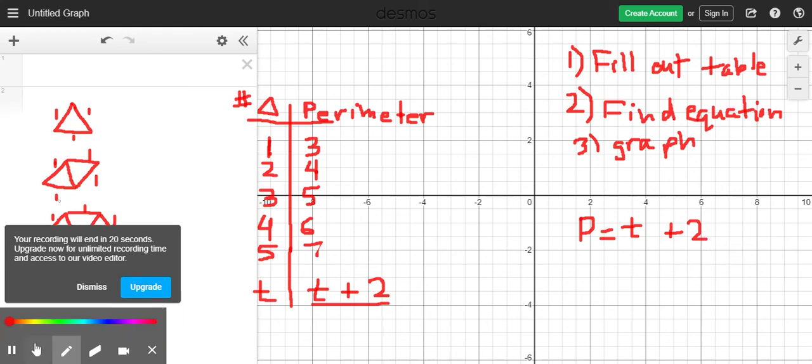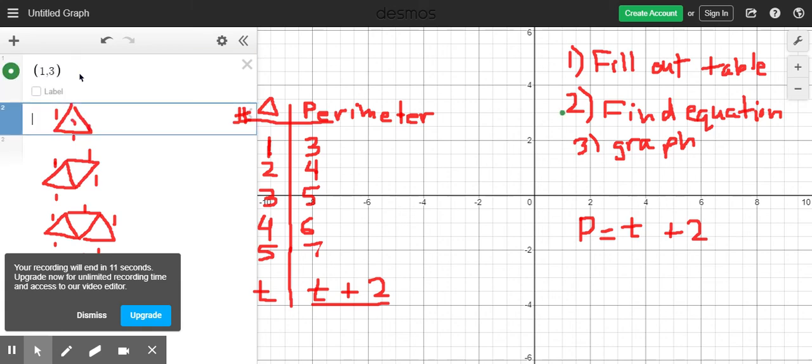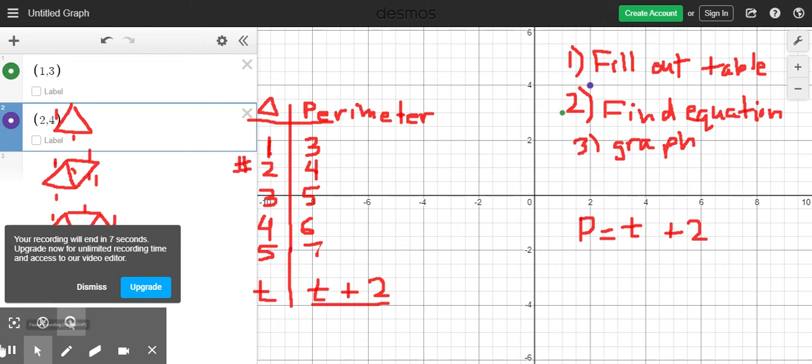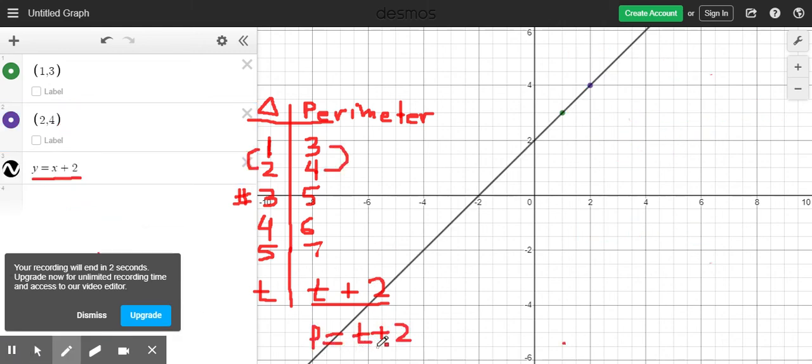And if we graph that in Desmos, you can graph some of the points. So there's the point 1, 3. Here's the point 2, 4. So the perimeter equals the number of triangles plus 2.